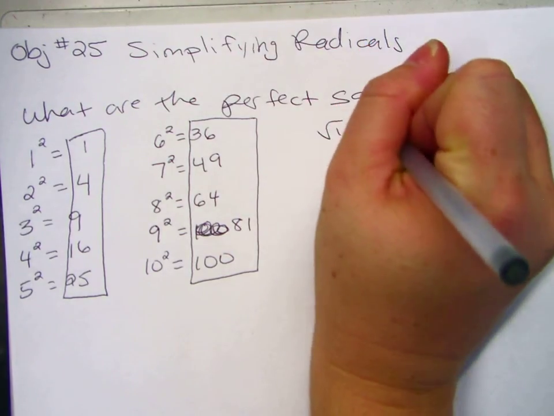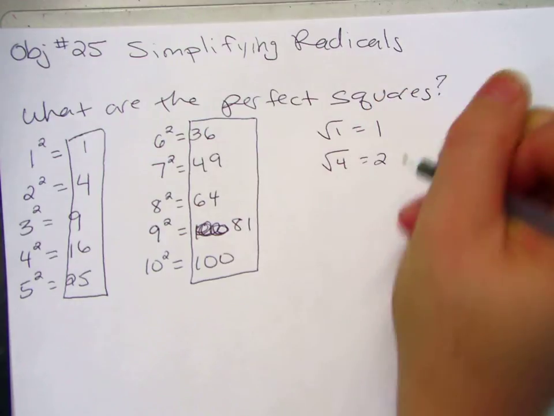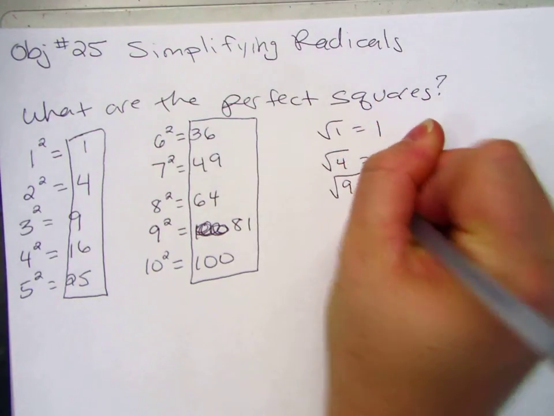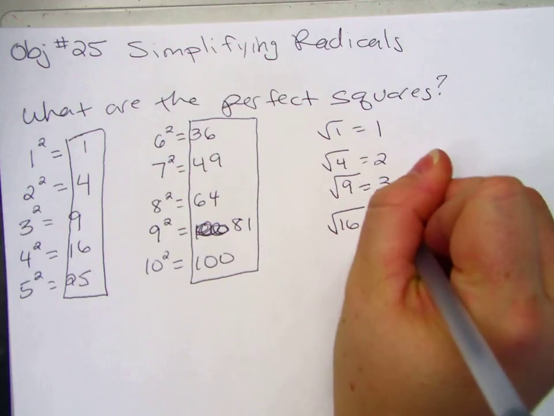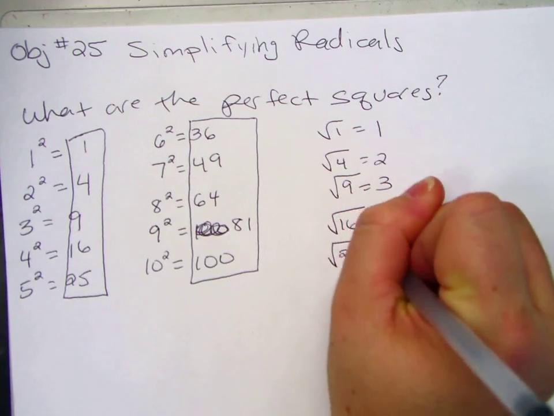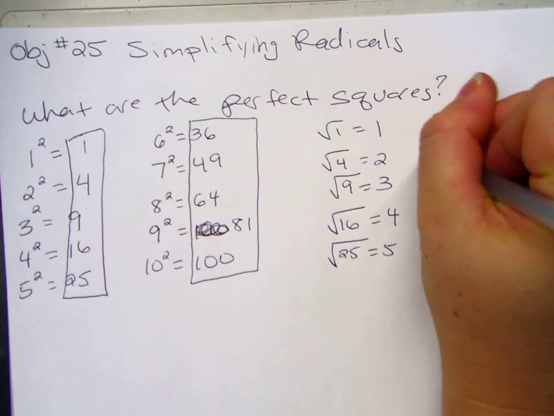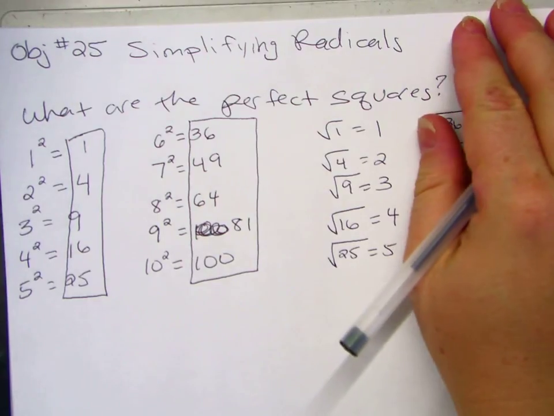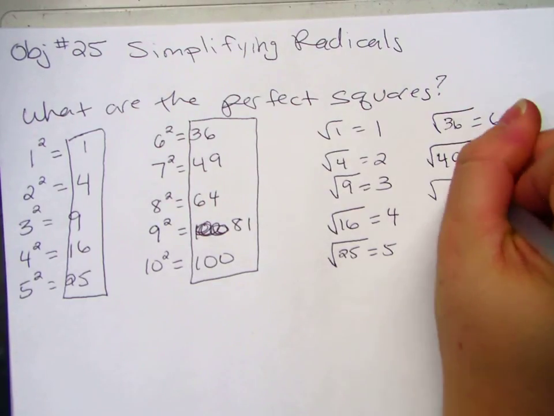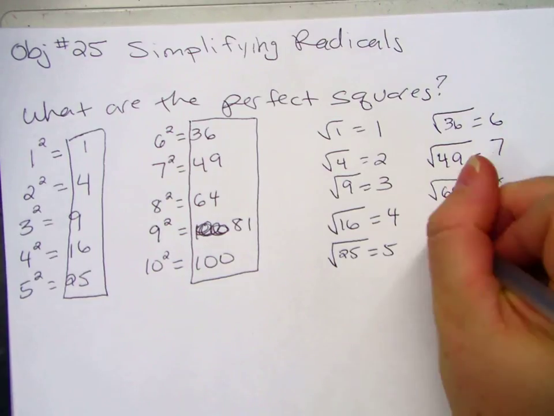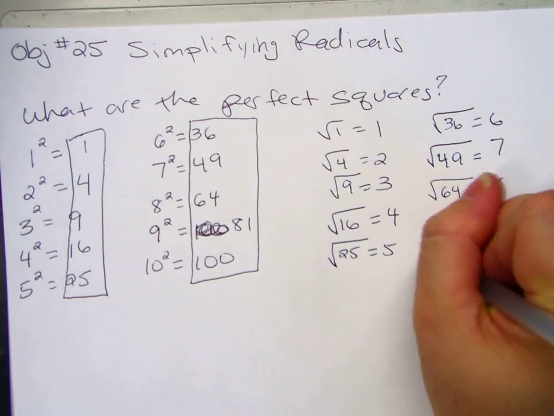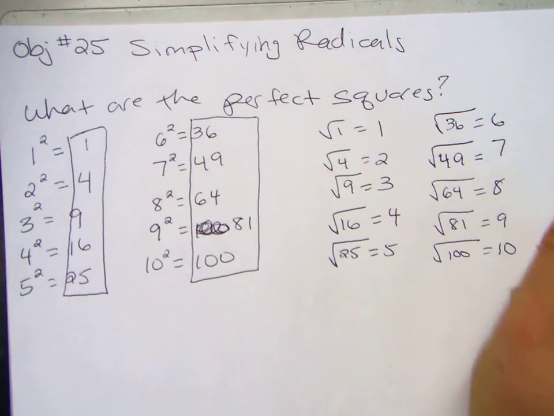The square root of 1 is 1. The square root of 4 is 2. The square root of 9 is 3. Okay, these are all the things we know. Square root of 36 is 6. Square root of 49, 7. Sorry, I have a cold. 64 is 8. 81 is 9. And 100 is 10. So perfect squares are numbers that we can take the square root of. So today what we're going to do is focus on problems that we cannot take the square root of.